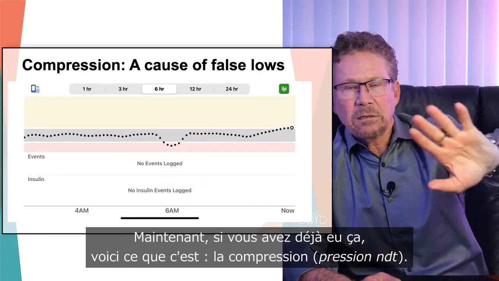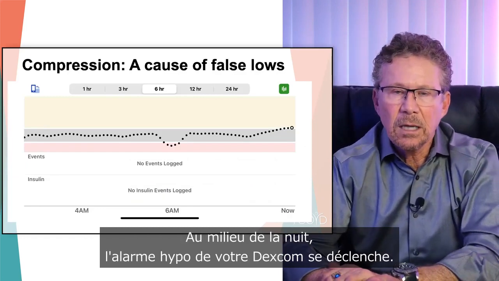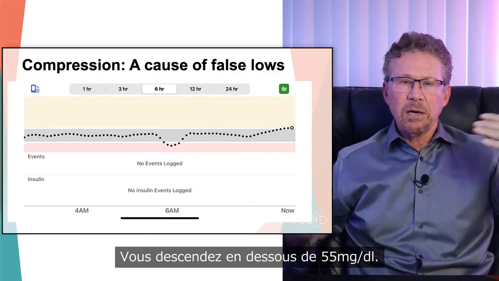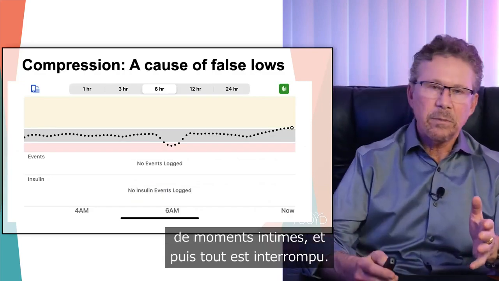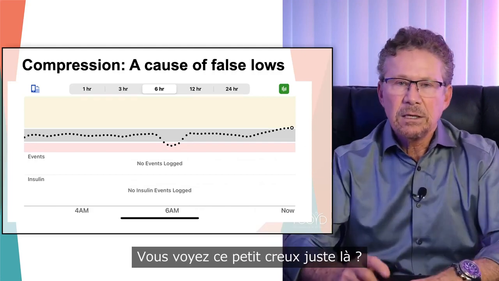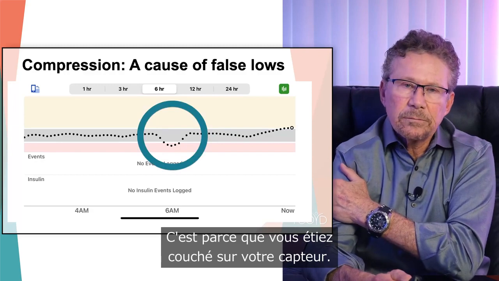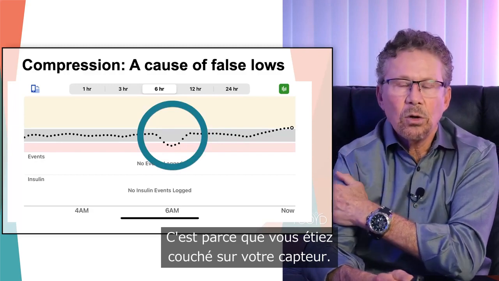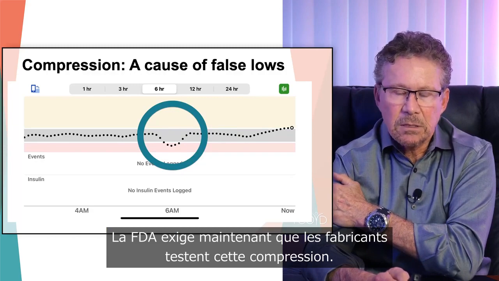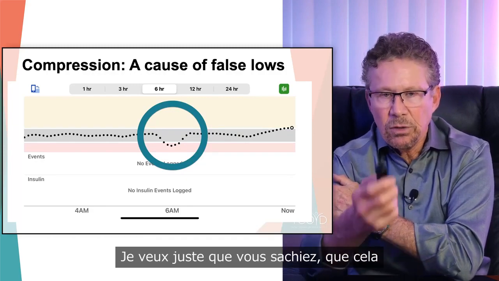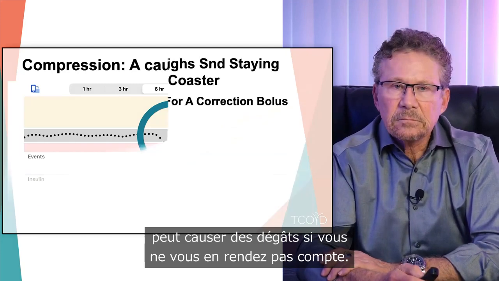Now, if you've ever had this, it is what it is. Compression. In the middle of the night, your Dexcom goes off. You get below 55. You wake up your partner. You're right in the middle of having intimate moments, and then everything's interrupted. You see that little dip right here? That's because you were laying on your sensor. And the FDA requires companies to test for compression. Just want to let you know that. And it can cause havoc if you don't realize that.